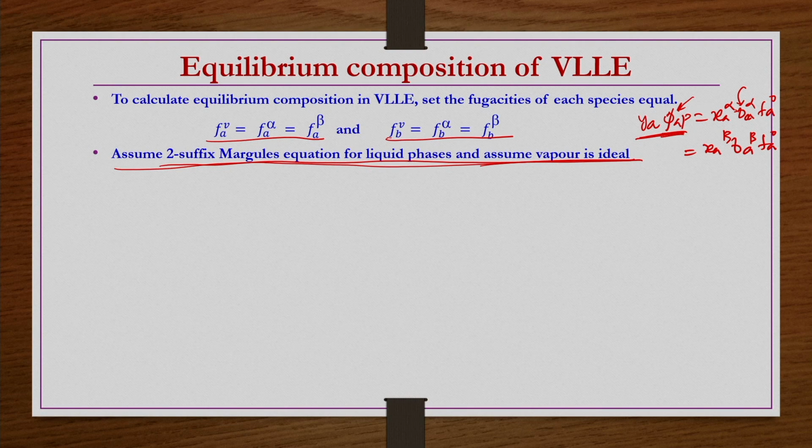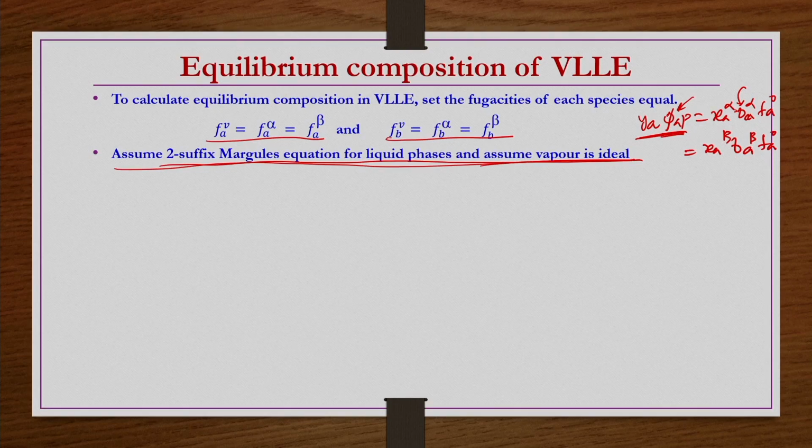So, for simplicity we have taken the two-suffix Margules equation, which is the simplest one, where gamma_A is nothing but exponential of (A x_B^2)/RT. That is the reason for simplicity we have taken these two. For liquid phase non-ideality we have taken the two-suffix Margules equation, and for the vapor phase we are not taking non-ideality at all, we are taking ideal behavior. If non-ideality is there, we have to do the calculation in a similar way anyway.